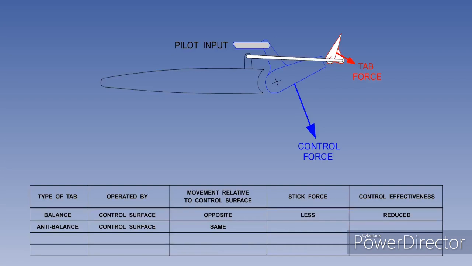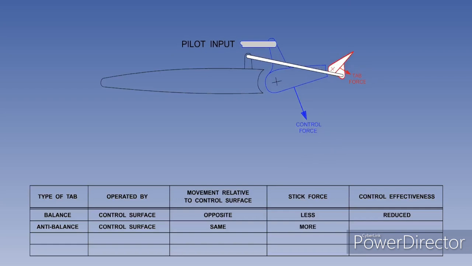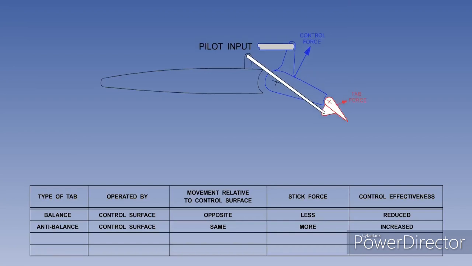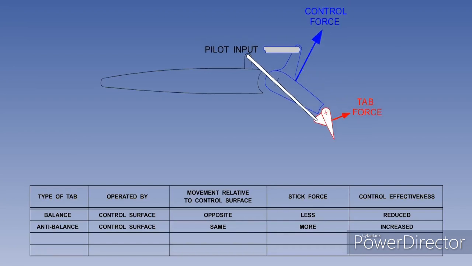Please note, the anti-balance tab is the only tab that moves in the same direction as the control surface. It is the aerodynamic force on the anti-balance tab acting in the same direction as the one on the control surface that increases the hinge moment, stick force and feel. Because the anti-balance tab moves in the same direction as the control surface, the effectiveness of the control is increased. This is because the motion of the tab now increases the change in camber commanded by the pilot.